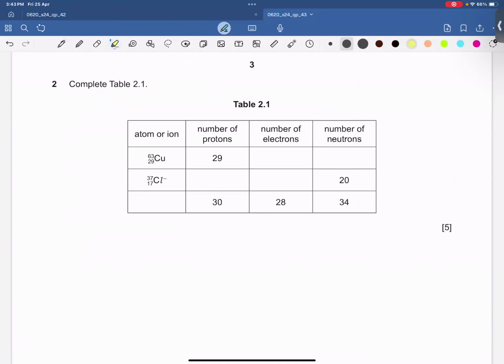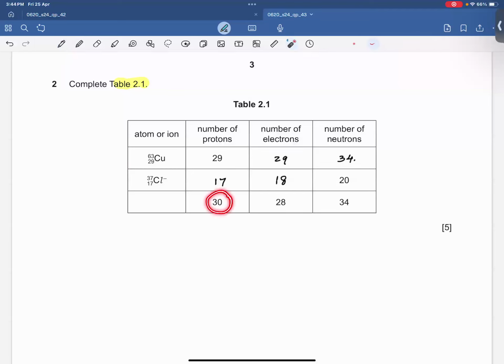Complete table 2.1. Okay. Copper has an atomic number of 29, so it has 29 protons. Obviously, it has 29 electrons. And when you subtract 63 minus 29, you will get 34 neutrons. Now, it has an atomic number of 17, which means it has 17 protons. And obviously, it should have 17 electrons, but the negative charge means it absorbs 1 electron. So, total electrons would be 18 now.